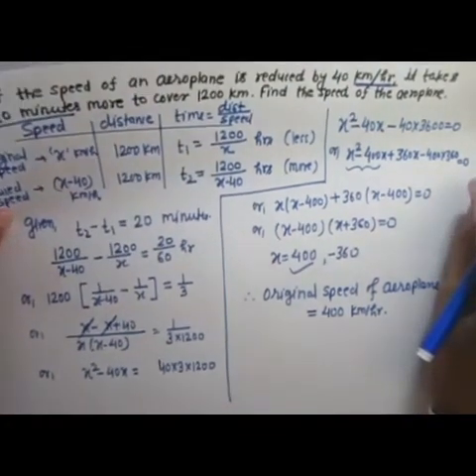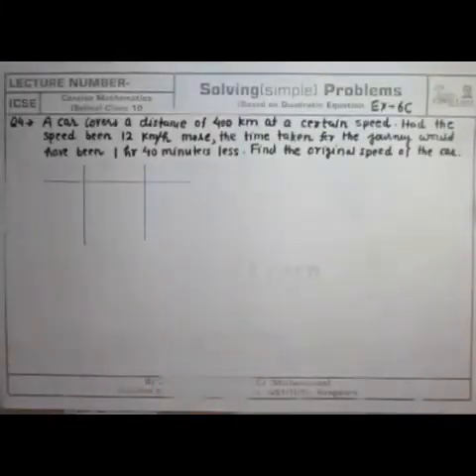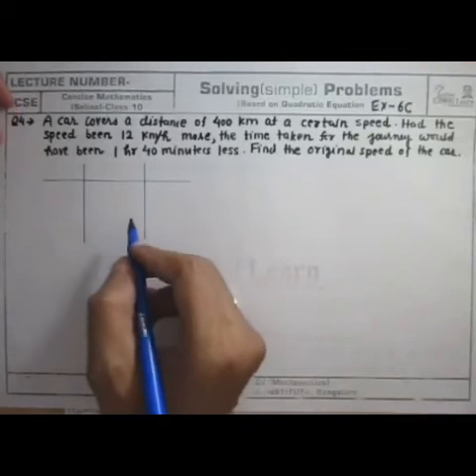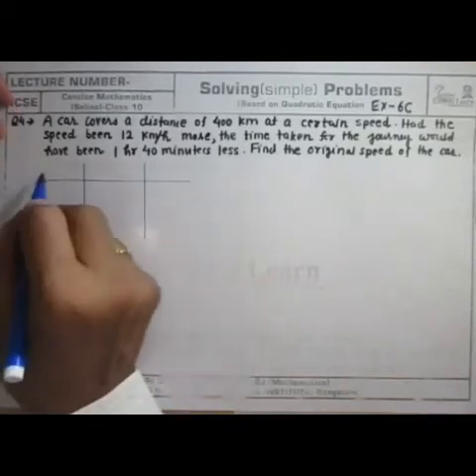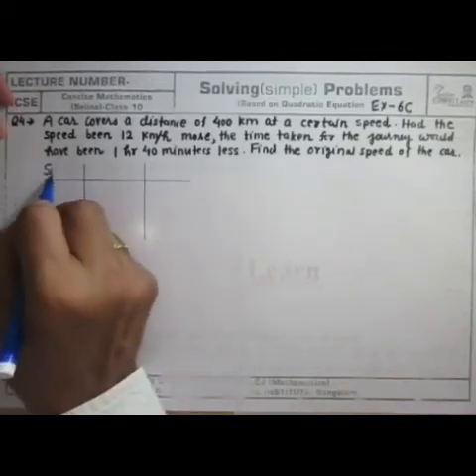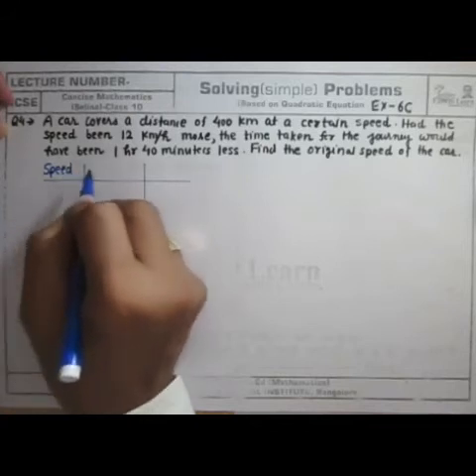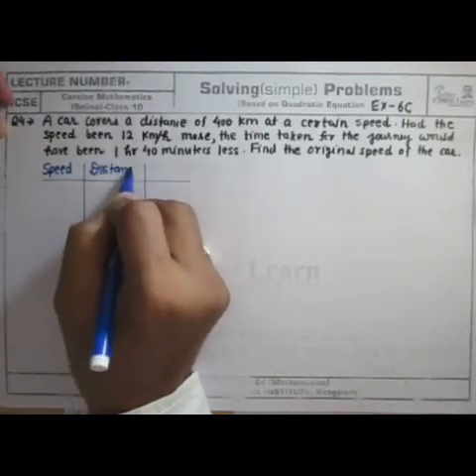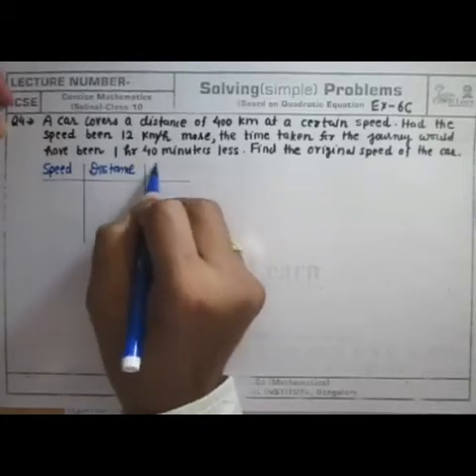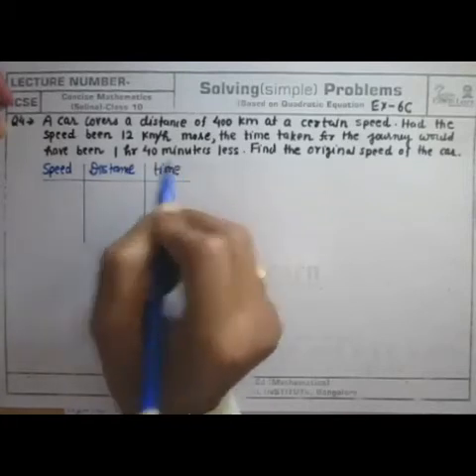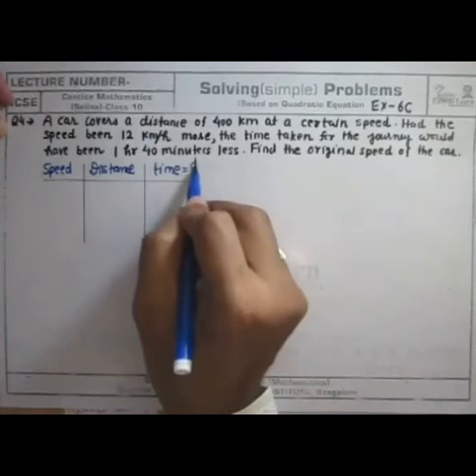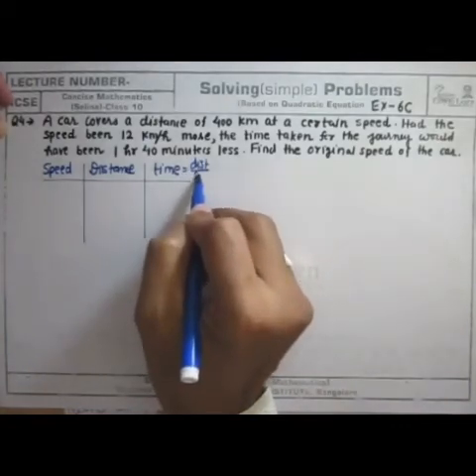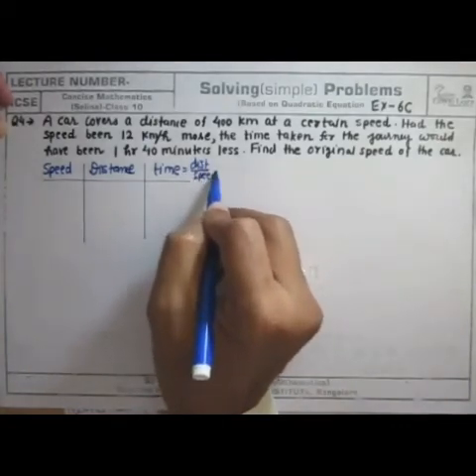Now question number 4, very good, the column is already made. So in the first column write speed, distance and time, which is distance by speed. Again and again I am writing.